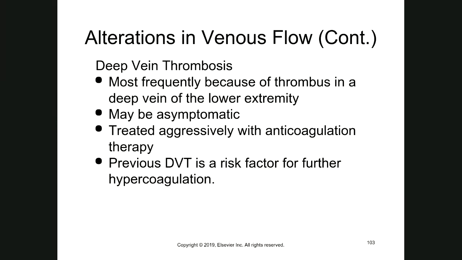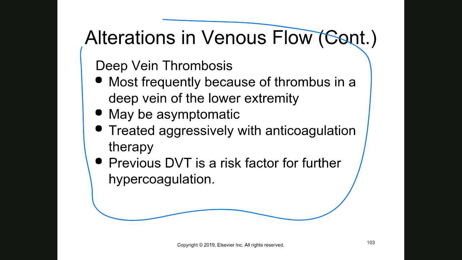Now, a question that showed up recently in this past quiz, and that was the answer, deep vein thrombosis. Many people fell for this one, most frequently because a thrombus in a deep vein of the lower extremity may be asymptomatic and is treated aggressively with anticoagulation therapy. Previous DVT, believe it or not, is a risk factor for further hypercoagulation. I have something similar. It's not the same question. That's why I put it over there, meaning pay attention to the first three bullets.